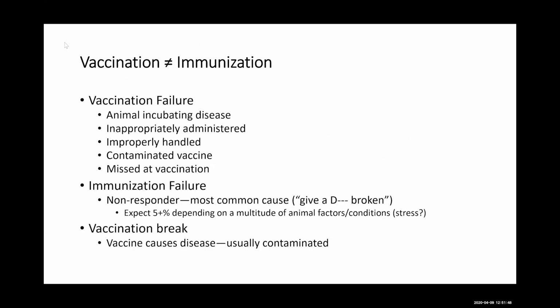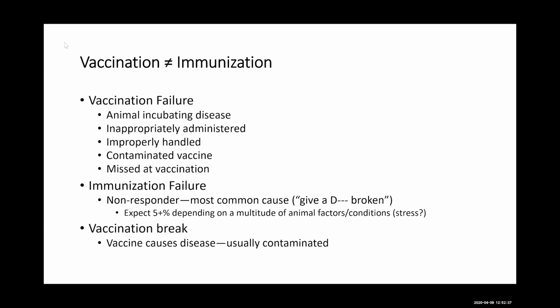Remember that vaccination doesn't mean immunization. It's simply giving them the antigen and hoping the system will respond and immunize. There are several reasons that we know can cause vaccination failure. A lot of people have equated vaccination failure to the vaccine causing the disease. Very rarely has that happened with our commercial vaccines. They're very heavily quality controlled. There have been a few instances in years past where they were contaminated with another virus or something. But generally, when we get disease following vaccination, it's most commonly due to the animal incubating the disease when we gave them the vaccine, and then they broke.